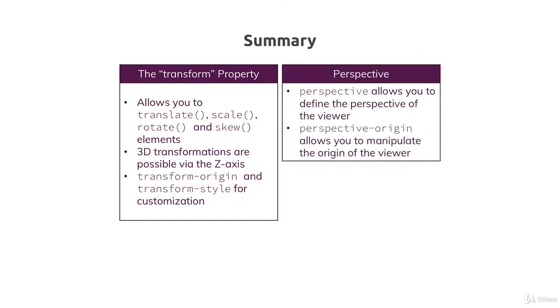You also learned about perspective, very useful for 3D animations, and that this allows you to define the perspective, or the distance from the object of the viewer. You also learned about perspective-origin, which allows you to manipulate the origin of the viewer, which means the angle at which you're looking at a transformation. And these are the key things you need to know about the transform property, which can help you build really powerful visual effects.